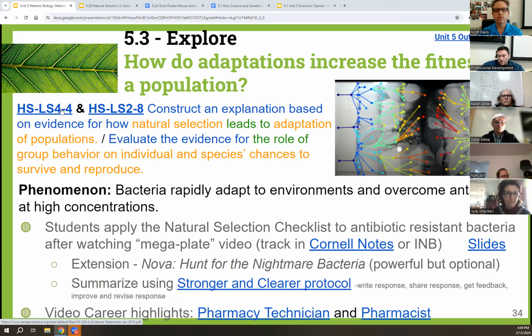In the course of a lifetime, the first antibiotics came out in the 1920s. I think it was 1928. Since then, these antibiotics have lost their ability to function because the bacteria are evolving so quickly that they are making those antibiotics no longer functional. That's the whole point of 5.3. We start looking at that.